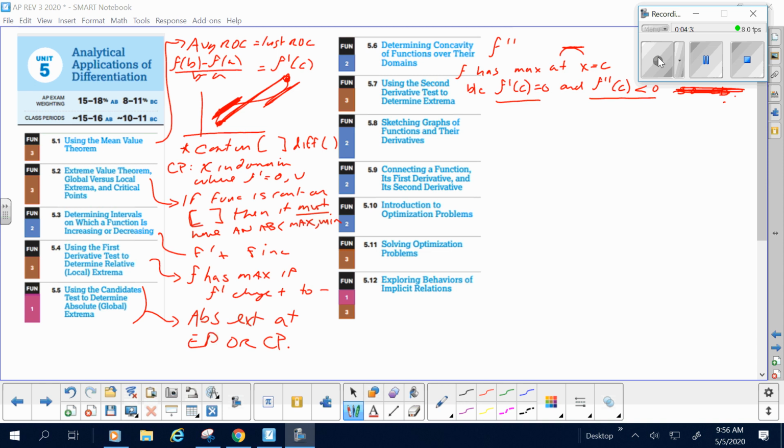So f has a max at x equals c because f prime is 0, which makes it flat, and f double prime is negative. Period. Full stop. Nothing more, nothing less. Say what needs to be said. Okay? Sketching graphs for the functions, you should know that the first derivative being positive or negative tells you increasing or decreasing, and the second derivative sign tells you concave up, concave down, horizontal tangents and stuff. Same deal with first derivative, second derivative.